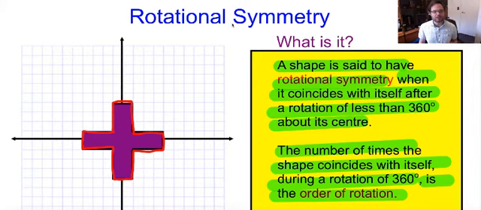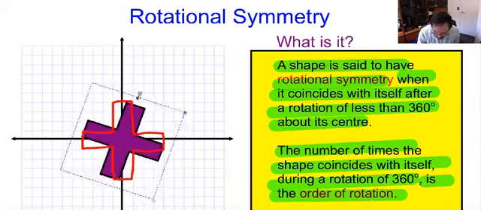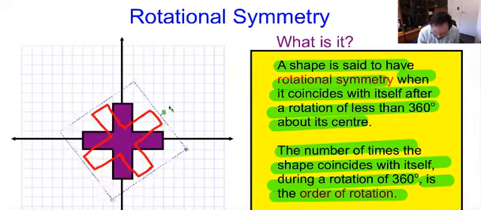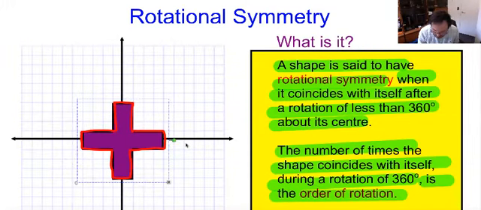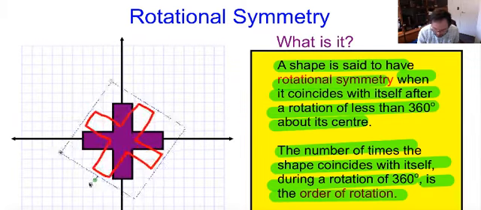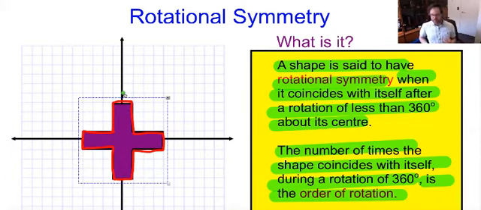So let's first see if we could rotate our traced image around the center to see if that image will coincide with my original image. So I'm going to rotate it, and that's my original image. I rotate my traced image, and I look right here, it coincides with my original image. But I can continue rotating, and it will coincide more than once. So the fact that it coincides more than once means we have an order of rotation greater than 1.